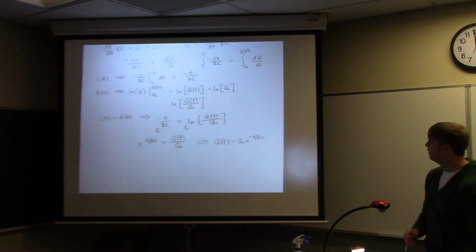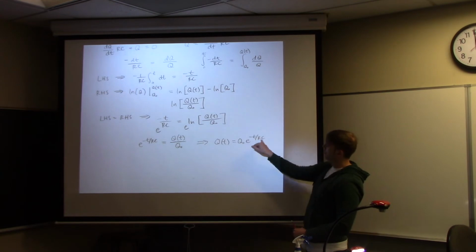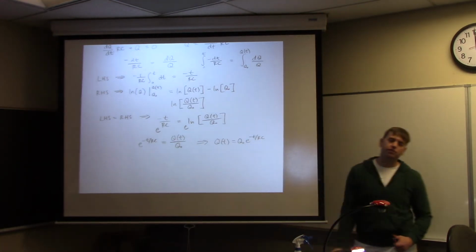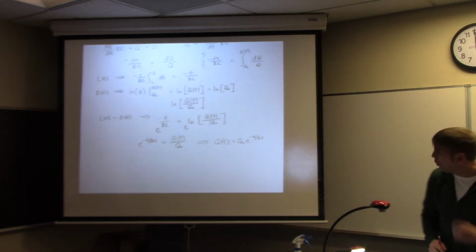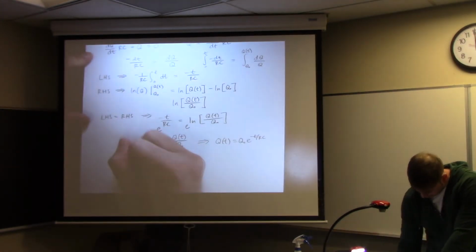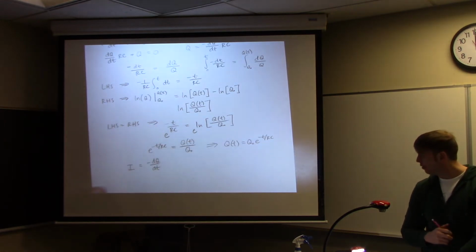So what is this saying? This is saying the charge on the capacitor is exponentially decaying. It's not increasing with time because we're discharging it. It's exponentially decaying. It's going away. All right, the next thing is current. So the current is given by minus dq/dt, as we said just a second ago.